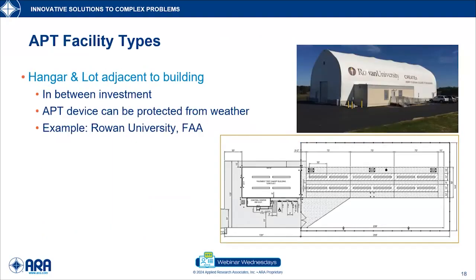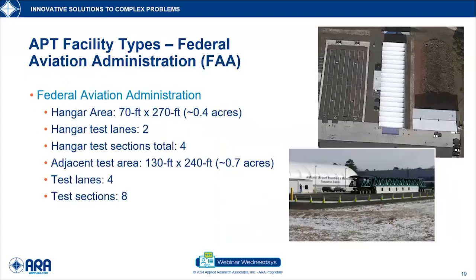Another example is a hangar and a lot adjacent to a building. So this is in between in investment, and it also gives a lot of flexibility because you have controlled weather conditions inside the hangar, and you're able to bring the APT device in and out easily in these types of facilities. Good examples are Rowan University and the Federal Aviation Administration, for which ARA is heavily involved in the research support for the agency.